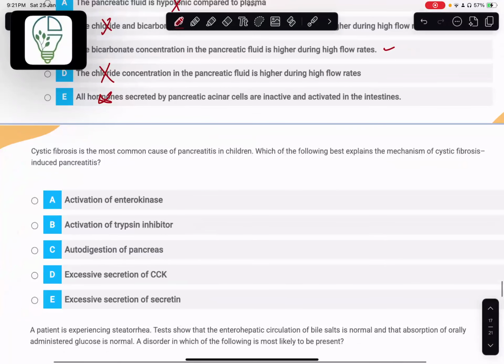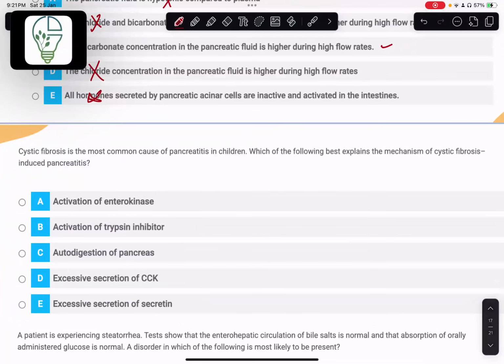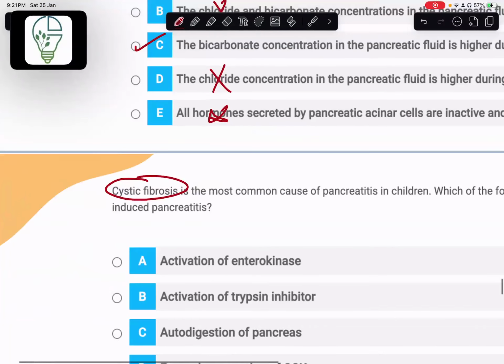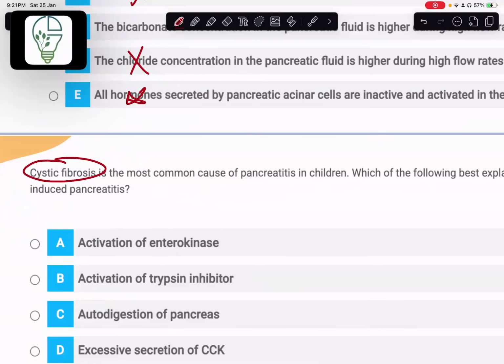Next, cystic fibrosis is the most common cause of pancreatitis in children. Which of the following best explains the mechanism of cystic fibrosis? Please pause for a second. Okay, what is cystic fibrosis? I do not want to get into the details, the malfunctioning chloride channel and whatsoever.